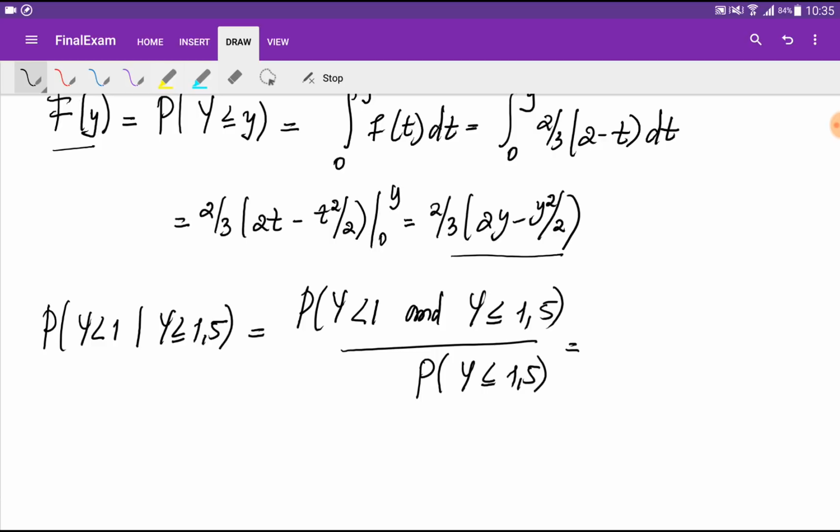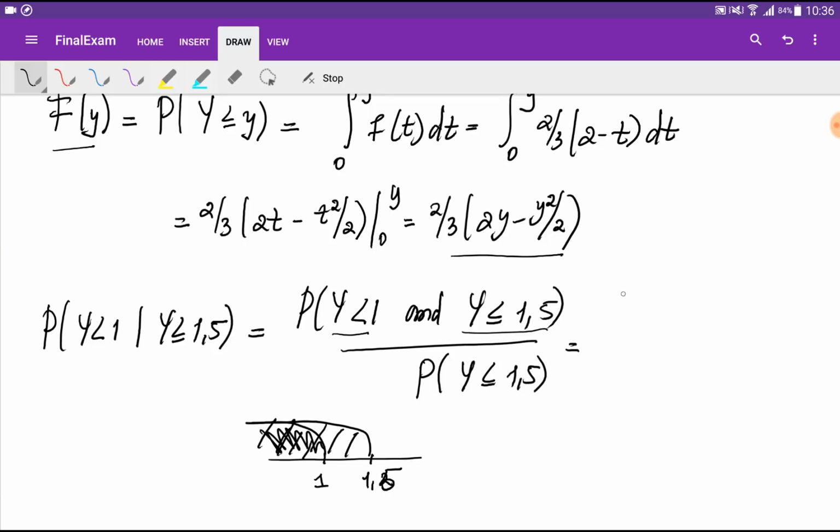Please note that in the continuous case, it doesn't matter whether you use less than or less than or equal to. In both cases, we are going to do the integration. So for the probability that Y is less than 1 and Y is less than or equal to 1.5, we are going to find the intersection of the intervals, right? The intersection is going to be the range where Y is less than 1.